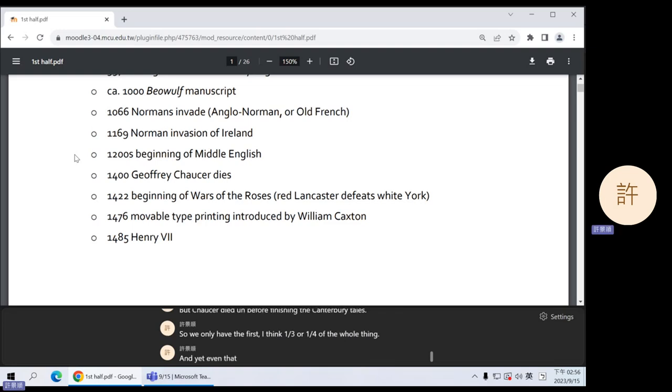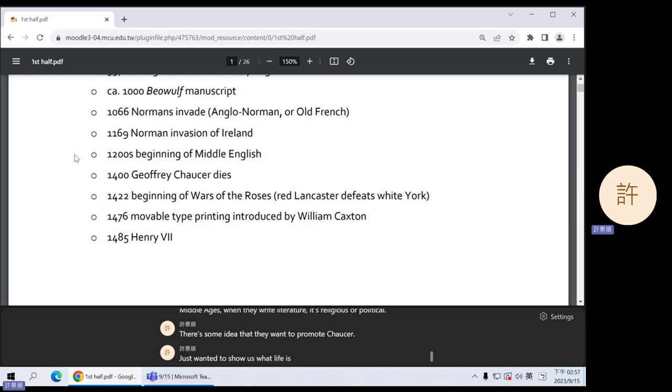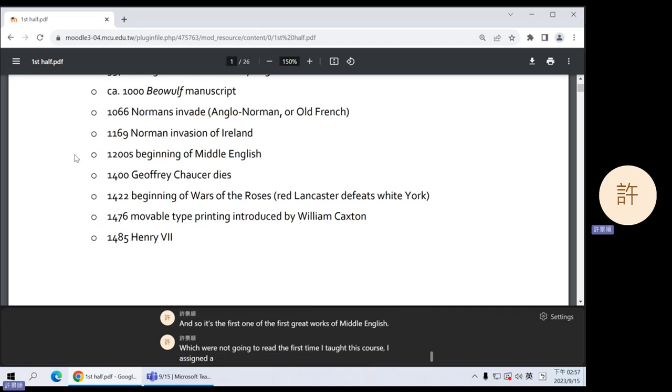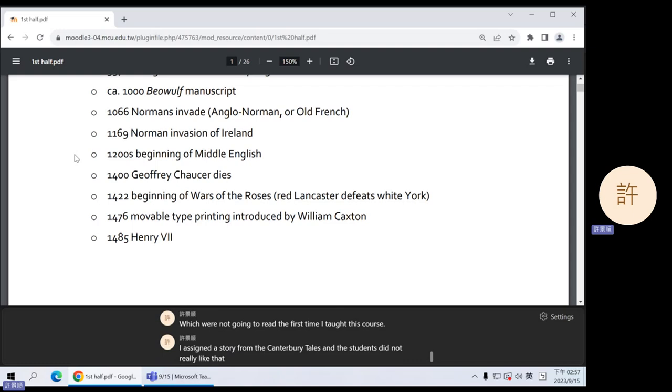And yet even that part is very amazing, because most people of the Middle Ages, when they write literature, it's religious or political. There's some idea that they want to promote. Chaucer just wanted to show us what life is like. And so it's the first, one of the first great works of Middle English, which we're not going to read. The first time I taught this course, I assigned a story from the Canterbury Tales, and the students did not really like that. So we're not doing that. But if you're interested, you can track down a modern English version or a Chinese version.